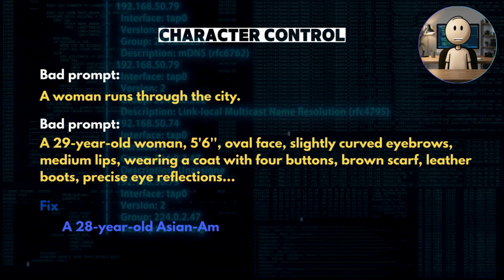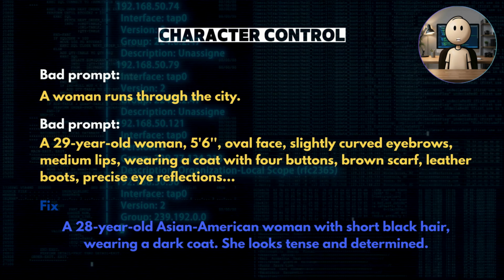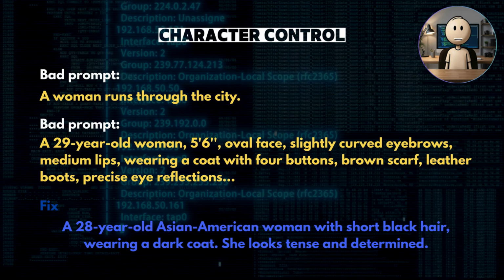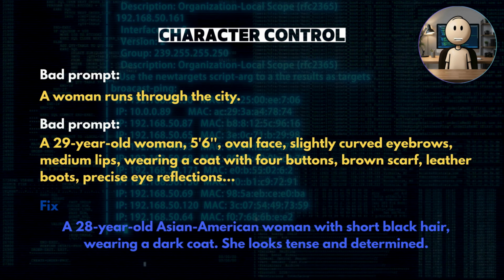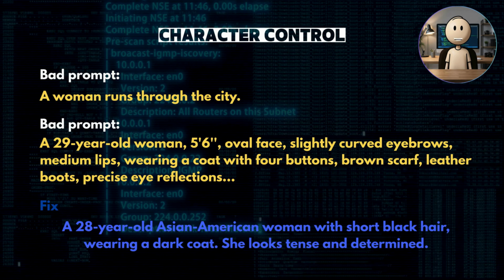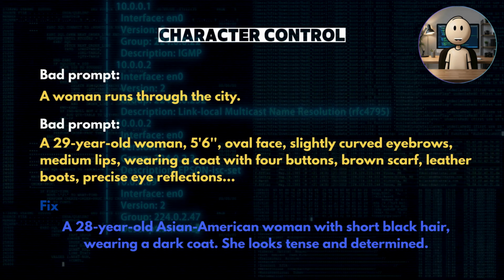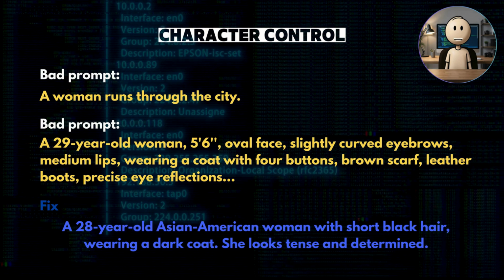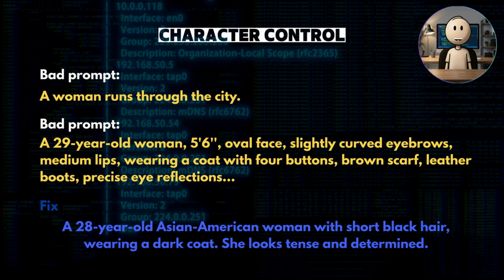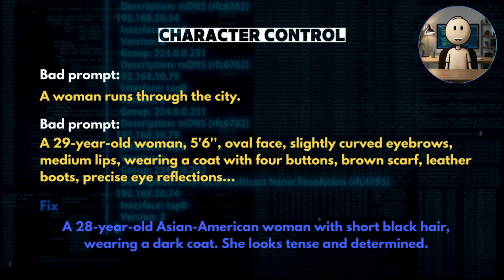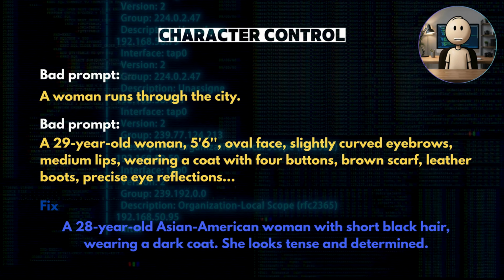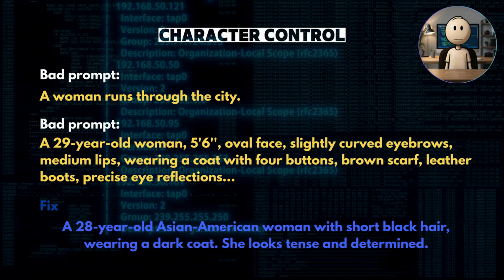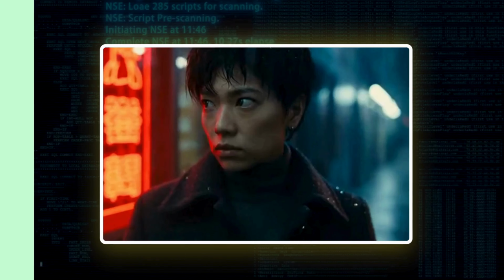Fix. A 28-year-old Asian American woman with short black hair, wearing a dark coat. She looks tense and determined. That's enough for Sora 2. Maintain facial consistency. Hold character identity across shots. Render clothing correctly. Animate emotion coherently. Build naturalistic performance. And now, every shot you create, wide, medium, close-up, orbit, tracking, will still feel like the same person in the same moment.